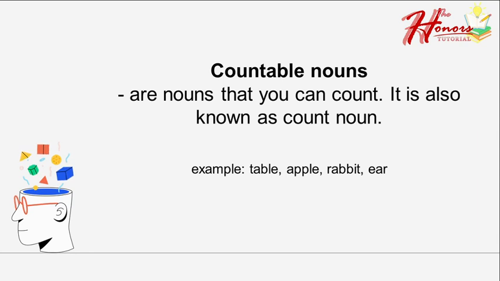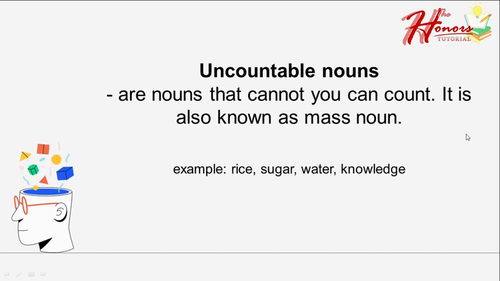So again, in contrast to that, we also have the nouns that cannot be counted. So these are the nouns which you cannot count manually. Okay, so it is also known as mass noun. For example, the rice. Can you count how many pieces of rice there are? No. The sugar, the water, the drops of water, you cannot count that, right? The knowledge also, and so on.